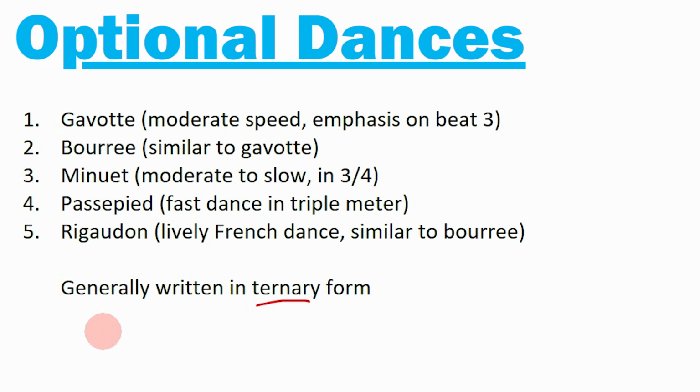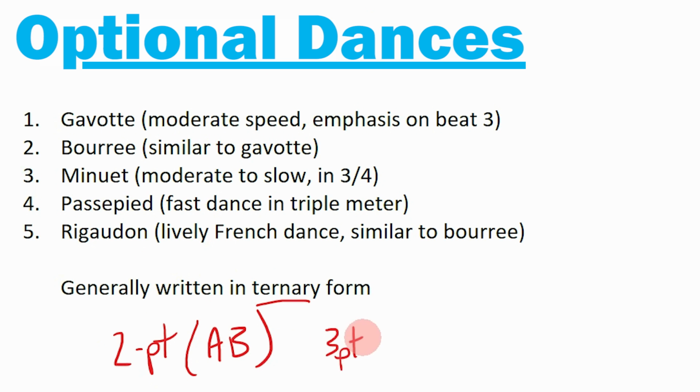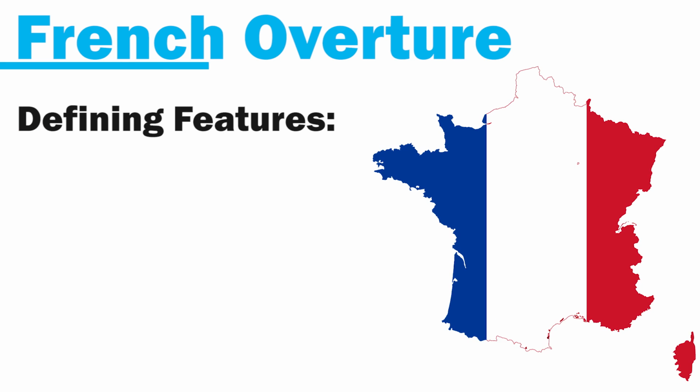So binary means 2-part, which you would usually see represented as A-B form. So there's part 1, A, part 2, B. Whereas ternary form is very, very similar. Instead of ending at B, we just go back to A. So it's kind of like you have section 1, A, section 2, B, and then a return to section 1 again.